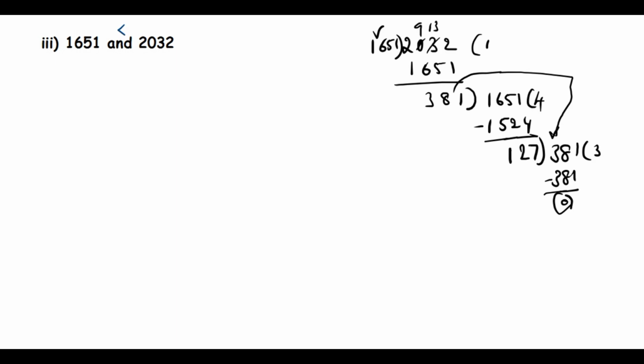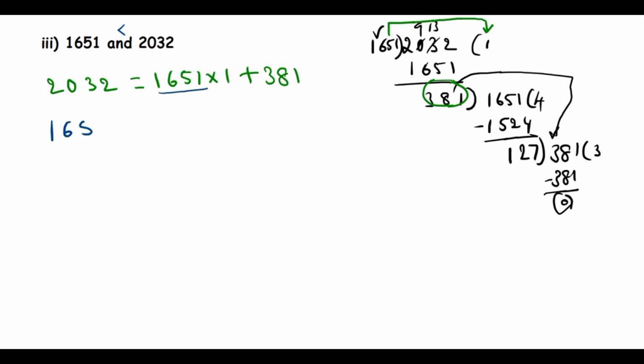So this is the division method you already learned in your 5th or 6th standard. Now how to apply this, just focus. I am going to take this 2032. This one we write as 1651 into 1 plus 381. Now in the next step we write 1651 is equal to 381 into 4 plus 127.